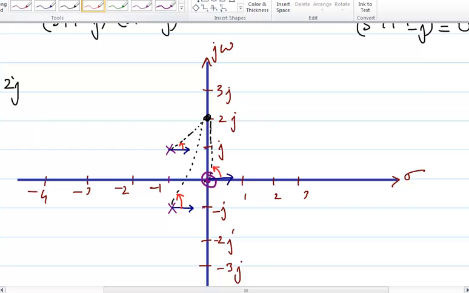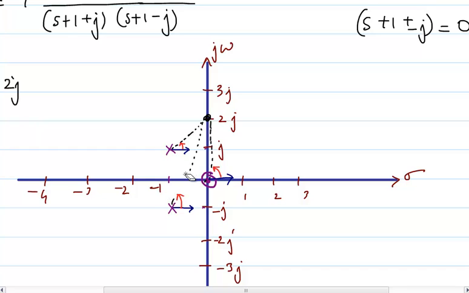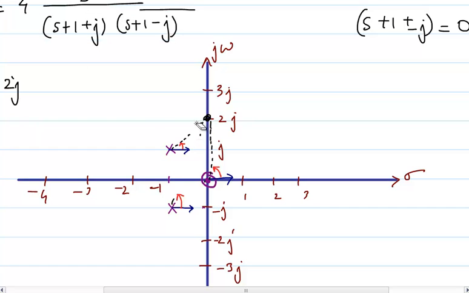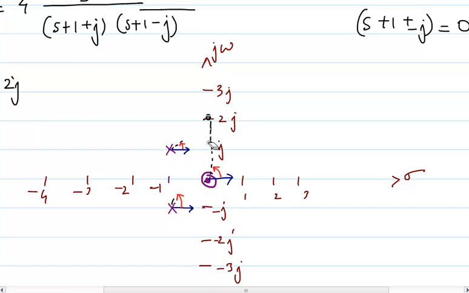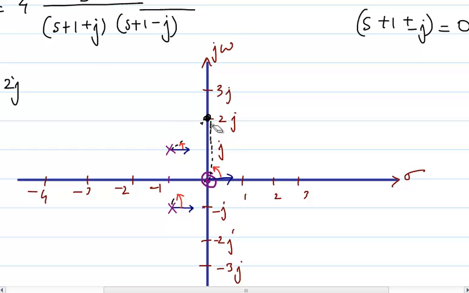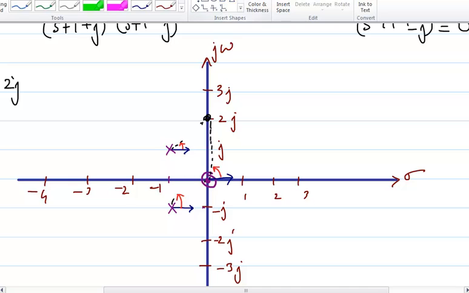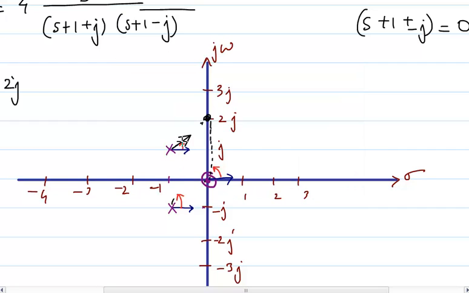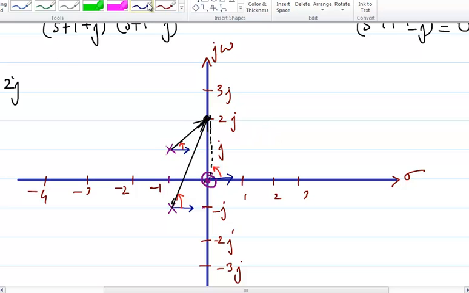So instead of drawing it as a dotted one, I will use solid lines with the black color, because otherwise you will not be able to understand it properly. Now from here I will draw one phasor towards the point 2j. Similarly I will draw another one from here to point 2j. Correct, and the last is from the pole.